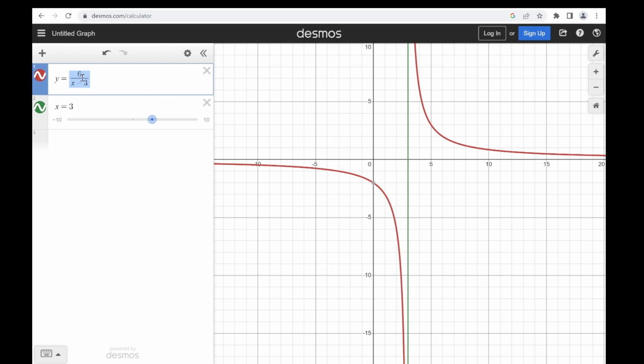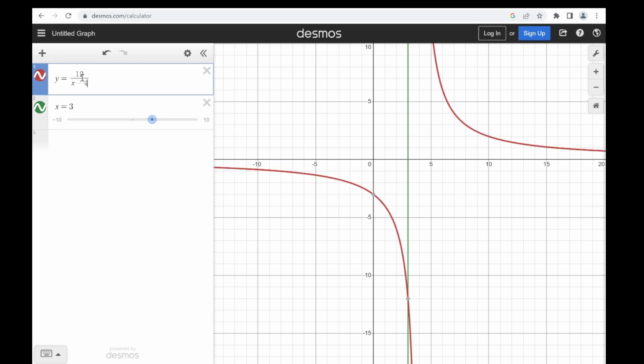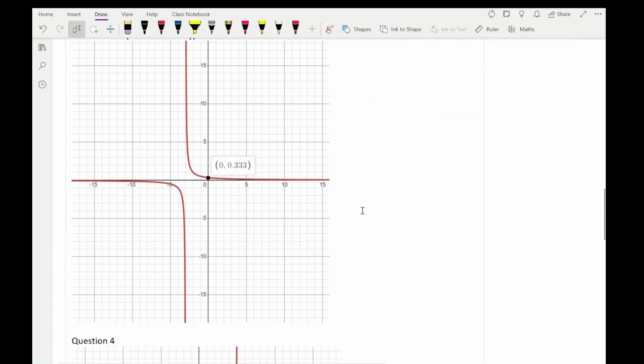So if I look at this, 12 over x take 4, we can see it looks pretty good. So our asymptote is sitting there at 4. And then we've got this here. Our y-intercept is at -3. All right, now let's look at this one.